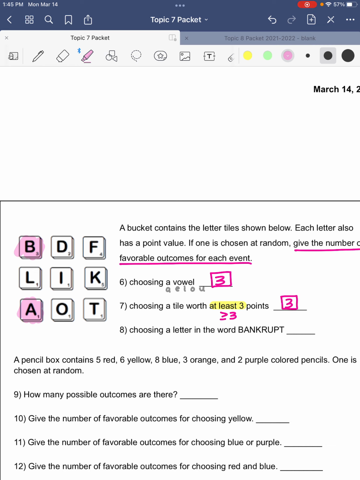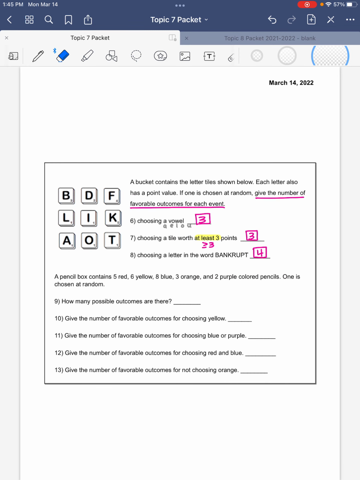N. Do I have any N's? I don't have an N. I do have a K. Do I have an R? Nope. Do I have a U? I do not have a U. Do I have a P? No P's. I do have a T. So I've got 4 letters that are in the word bankrupt. Okay? So let's move on to our next section.